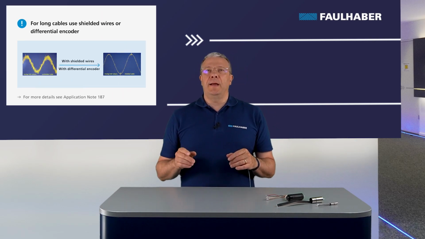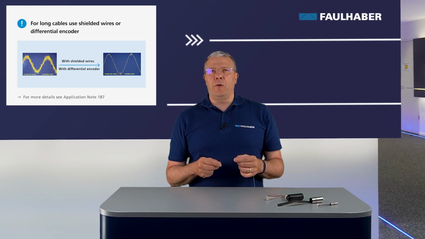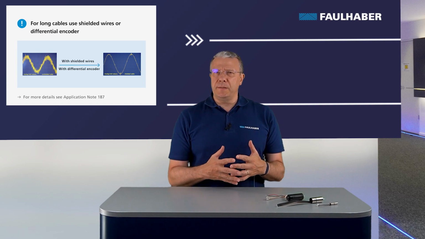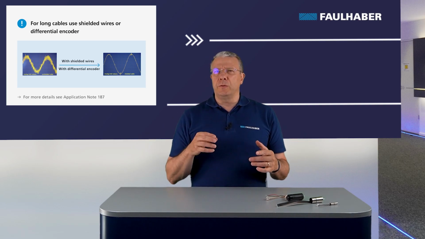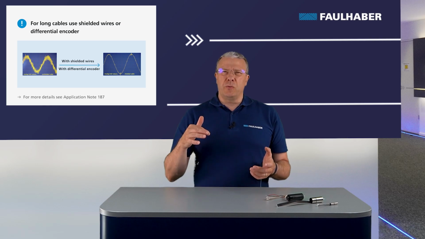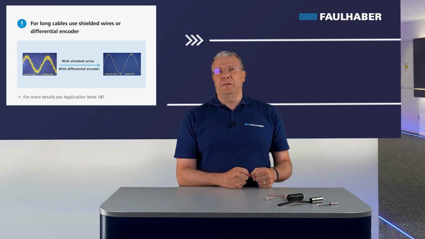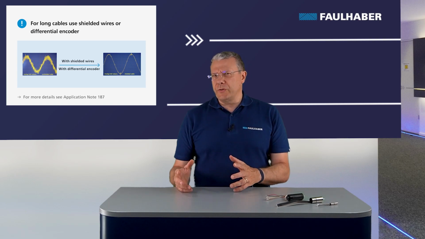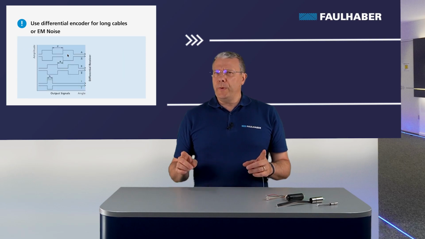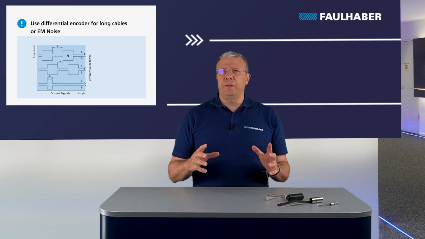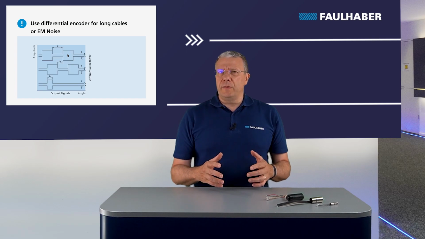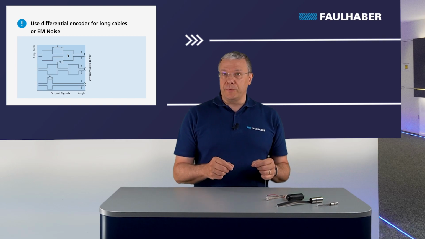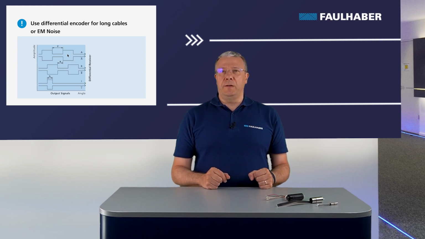Long wires act like antennas, collecting electromagnetic noise from the radiating sources in the application. The parasitic inductance and capacitance of long wires filter the encoder signal and cause distortion, with control problems due to incorrect signal detection. To avoid this issue, shielded encoder wires or differential output encoders are recommended. With differential output encoders, the wire shielding is not mandatory. The line driver amplifies the encoder signal, and the differential receiver, with the differential signal processing, reduces the electromagnetic noise.